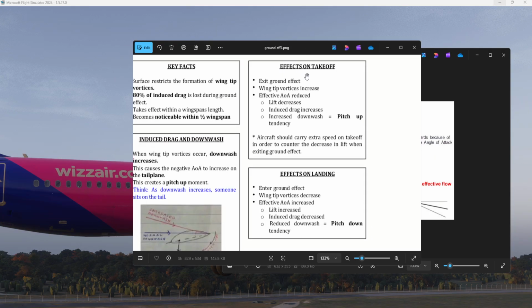So, effects on takeoff: exit ground effect, wingtip vortices increase, effective angle of attack reduced, lift decrease, induced drag increases, increased downwash, which means a pitch up tendency. Aircraft should carry extra speed on takeoff in order to counter the decrease in lift when exiting ground effect. Correct. So this is what I have said.